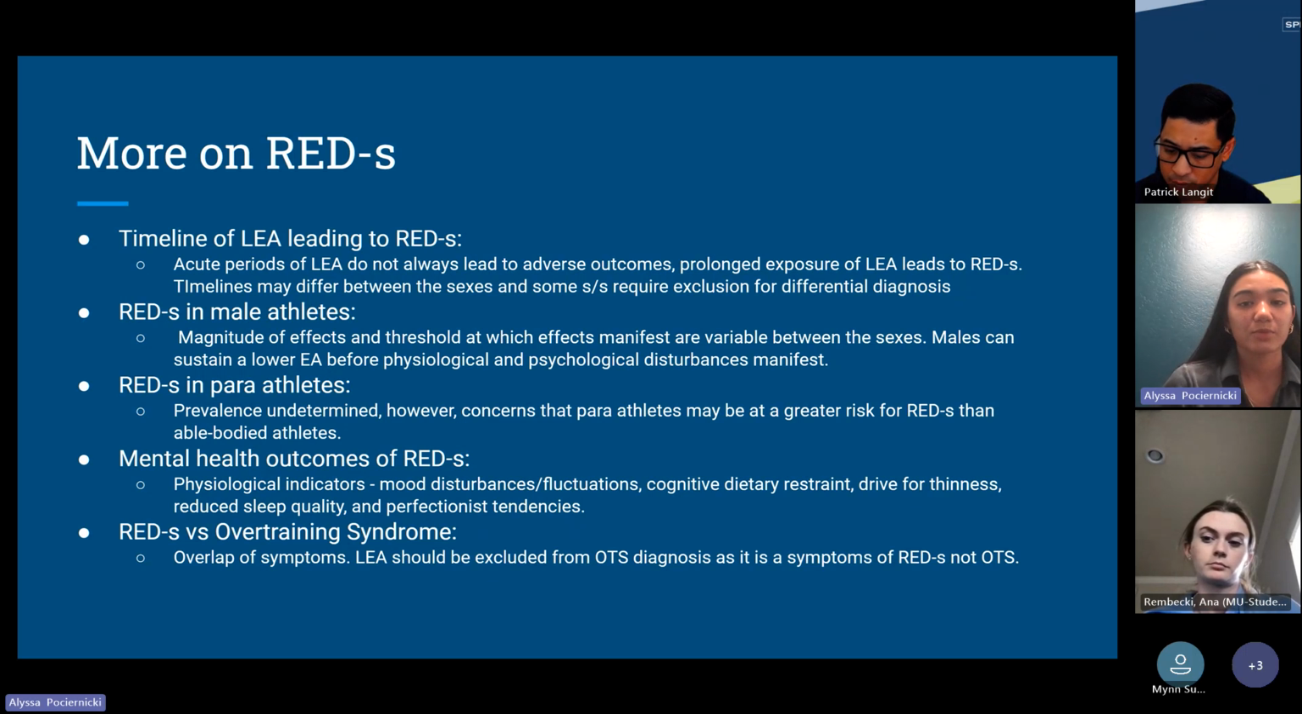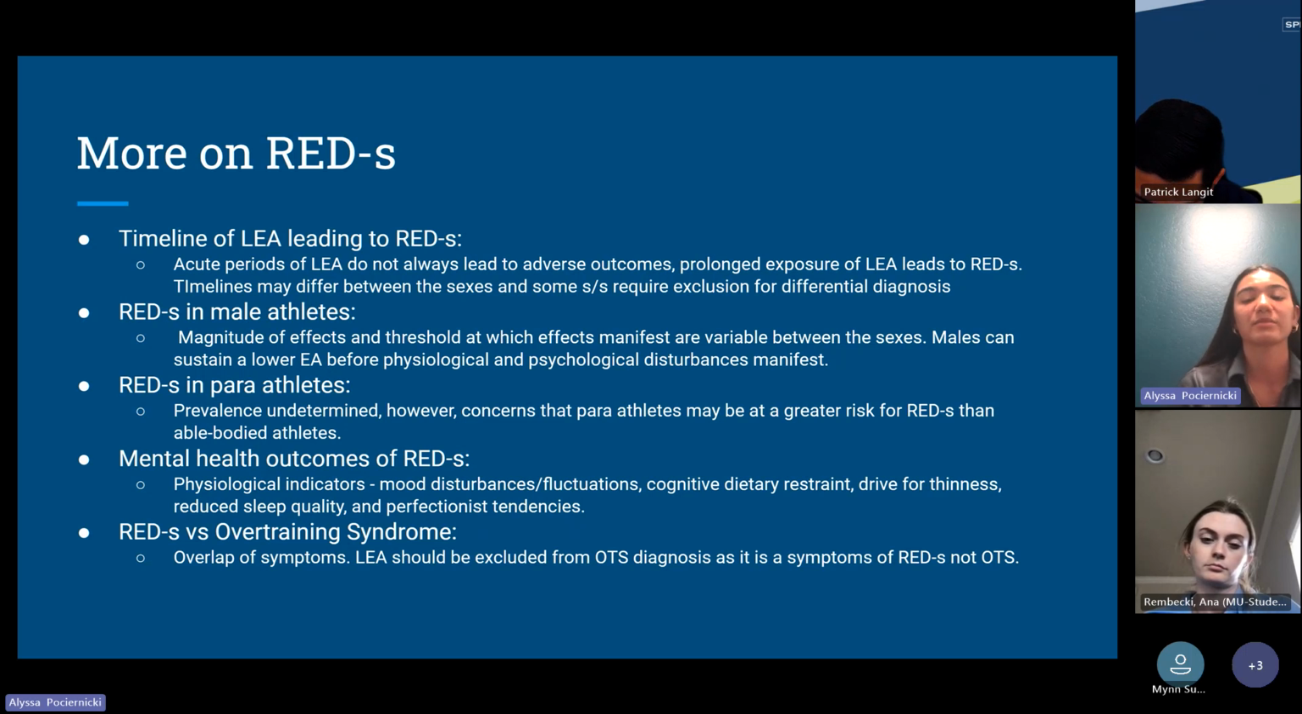Timelines may differ between the sexes, and some signs and symptoms require exclusion for a differential diagnosis, which is why I talked about that in the beginning when we're screening for things. I know I went pretty extreme saying fatigue and weight loss could be signs of cancer, but these are things that we really need to screen out before we decide these are signs and symptoms of energy deficiency.